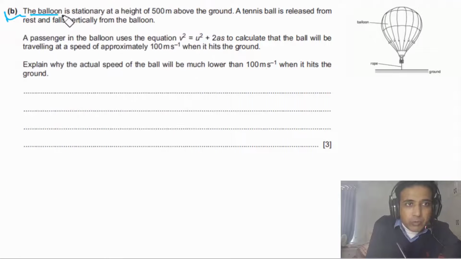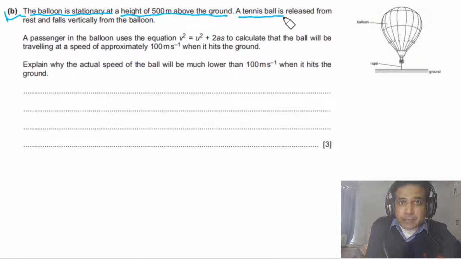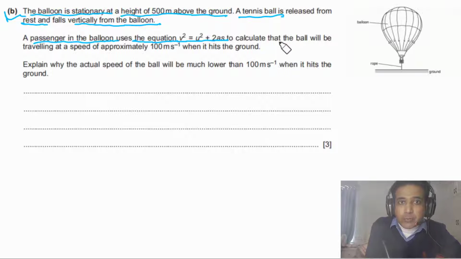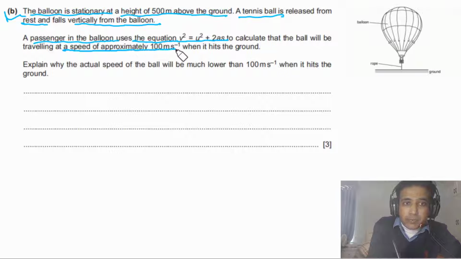Part B says the balloon is stationary at a height of 500 meters above the ground. A tennis ball is released from rest and falls vertically from the balloon. A passenger in the balloon uses the equation v squared is equal to u squared plus 2as to calculate that the ball will be traveling at a speed of approximately 100 meters per second when it hits the ground. Explain why the actual speed of the ball will be much lower than 100 meters per second when it hits the ground.